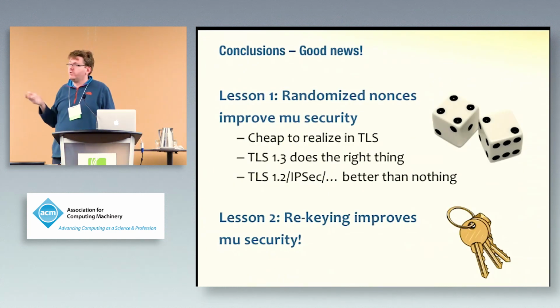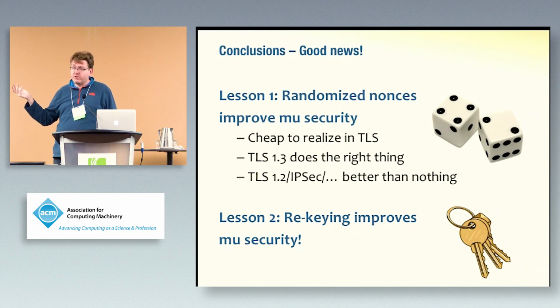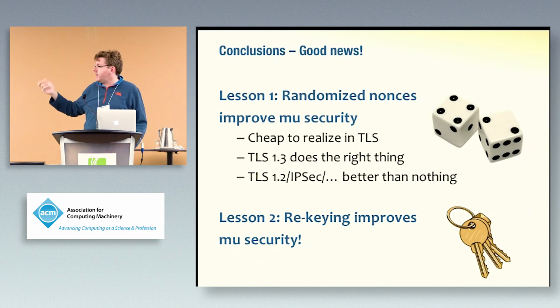So this is, I hope, a good news talk for most of you. The first thing is that nonce randomization is really useful. So you should care about multi-user attacks. Maybe that's lesson 0. Lesson 1 is that nonce randomization helps you, and it's done right in TLS 1.3. Other protocols implement some form of it that achieves something. It's cheap, so you should do it.